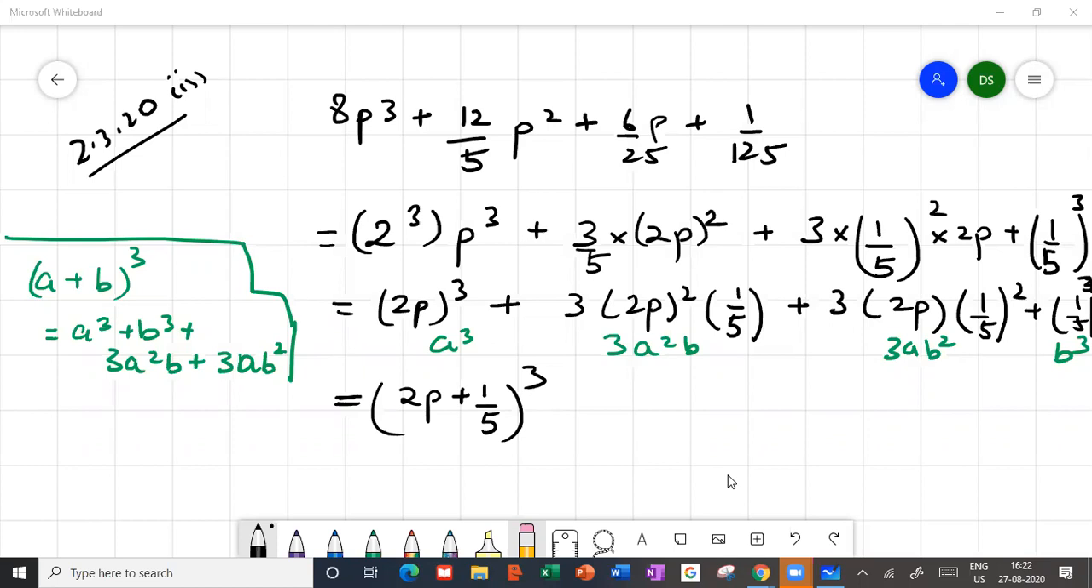Can you tell about this 2p plus 1 by 5? Sorry, Shivesh, I didn't get you. No, ma'am, nothing. It's okay, I understood. Oh, okay.